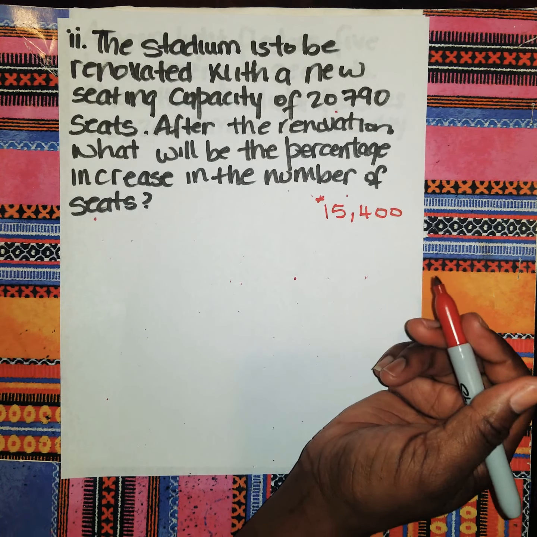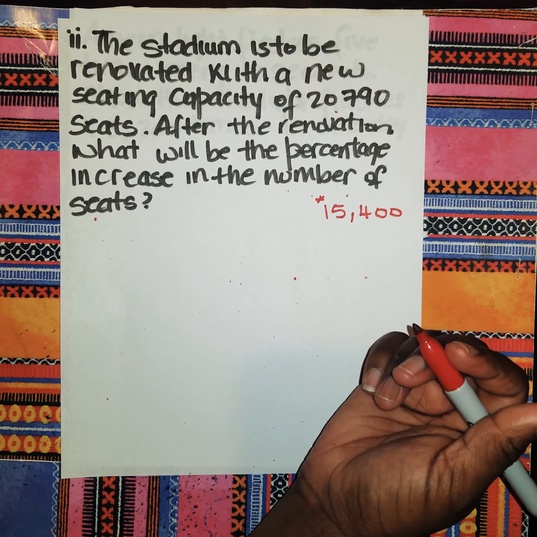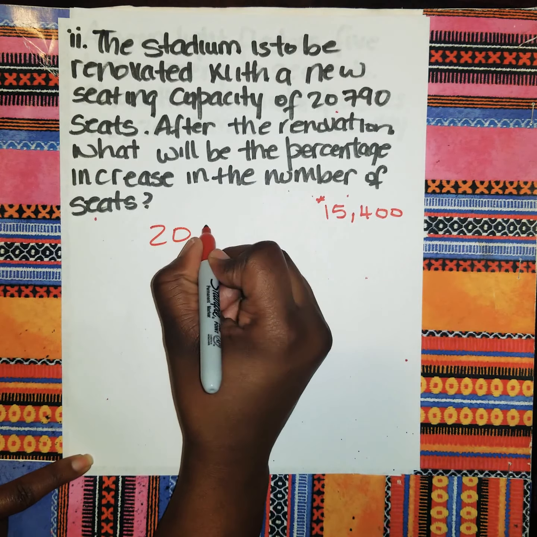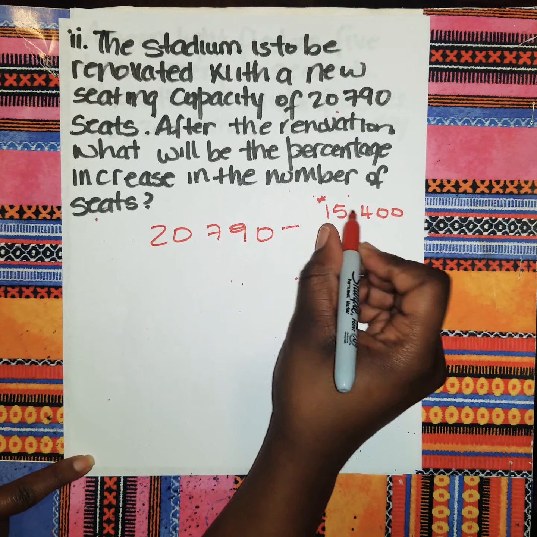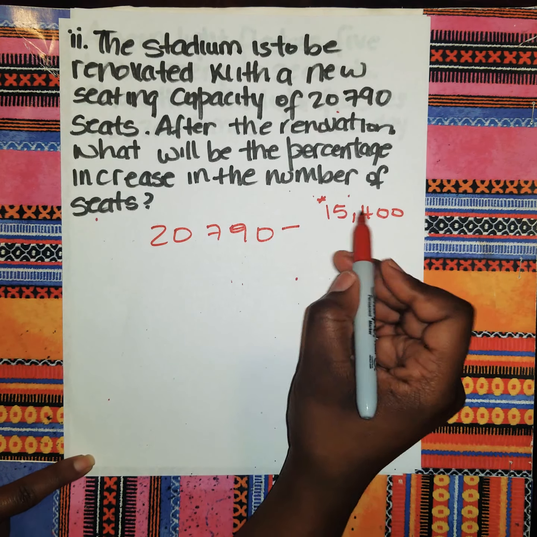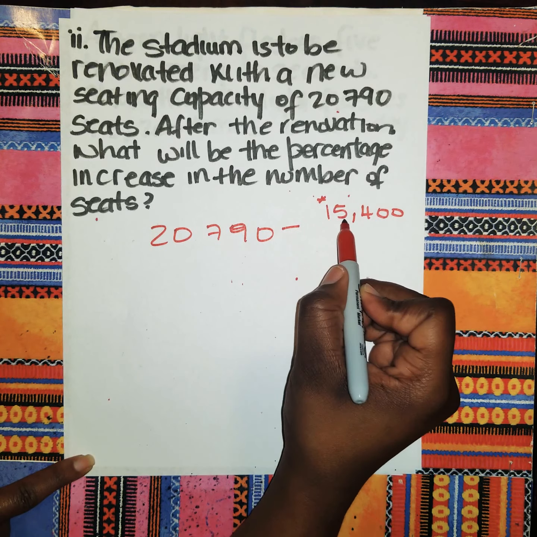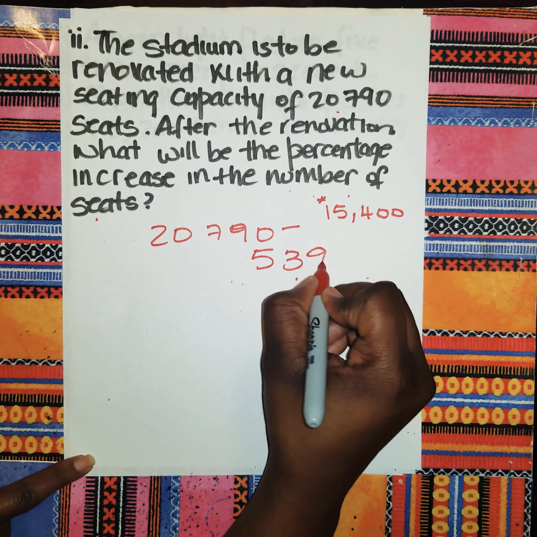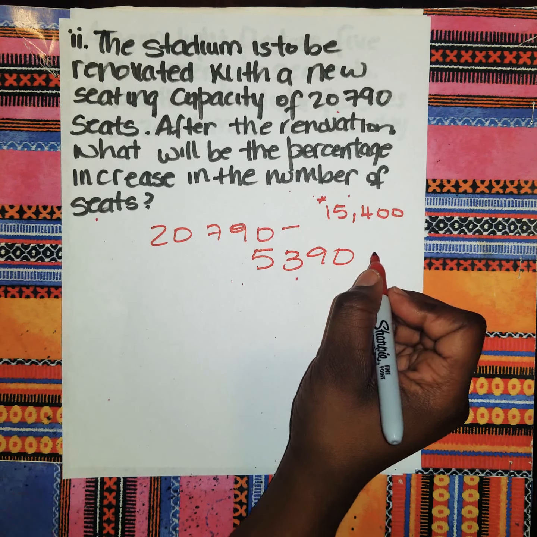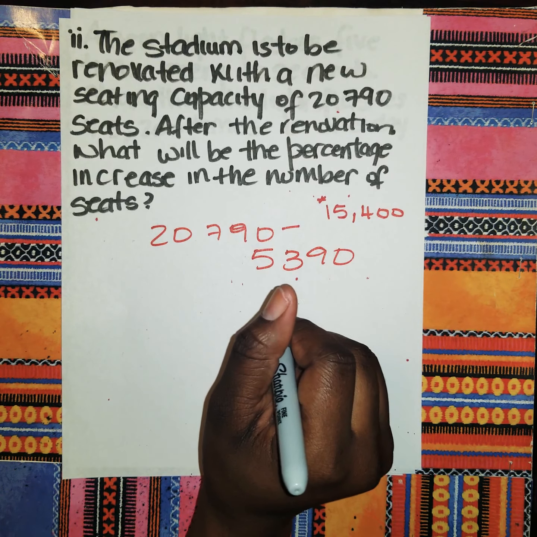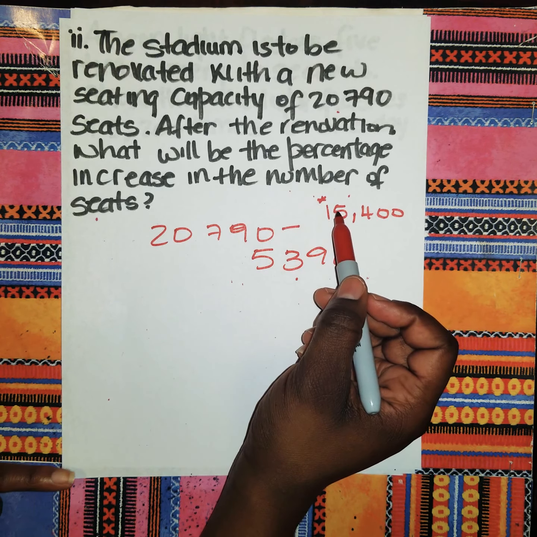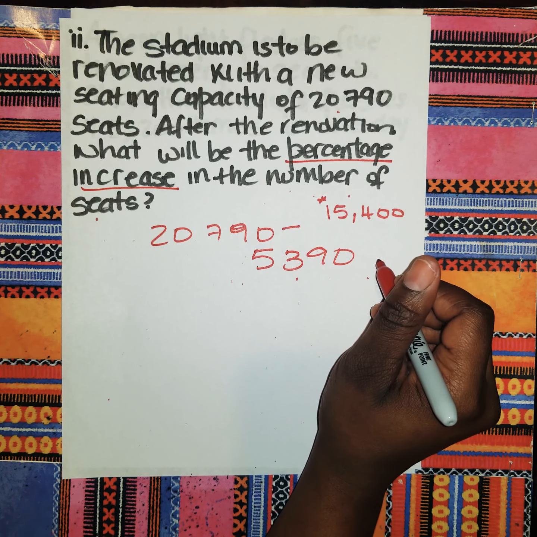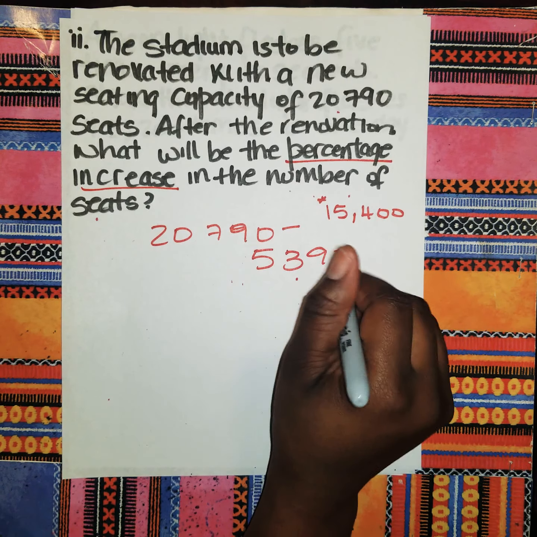All right, guys, so for this question, you first need to know what's the increase in the number of seats. To get that, you basically say the current amount of seats minus the previous amount of seats. So 20,790 minus 15,400, and that should give you 5,390. So 5,390 seats will be added to the stadium. Now they're asking you for the percentage increase. This will be the raw value for the increase, but we need a percentage. So what is this as a percentage?